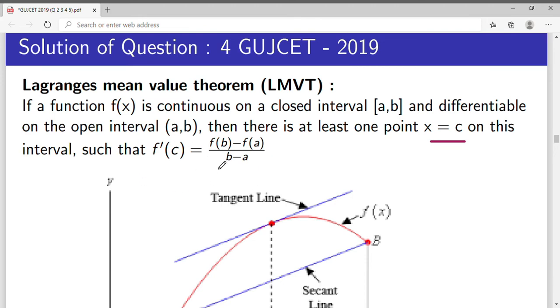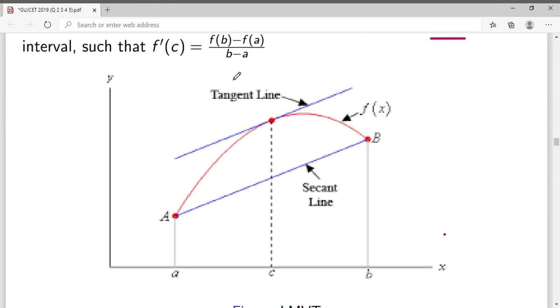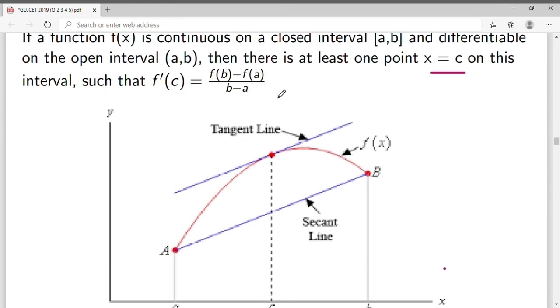Okay. Now if we refer to the graph of this function, what do these values indicate? (f(b) minus f(a)) upon (b minus a) is nothing but the average rate of change, and f'(c) is nothing but the instantaneous rate of change. So if a function is continuous and differentiable in a given interval, then in this interval there is at least one point where the average rate of change is the same as the instantaneous rate of change. This is the interpretation of Lagrange's mean value theorem.